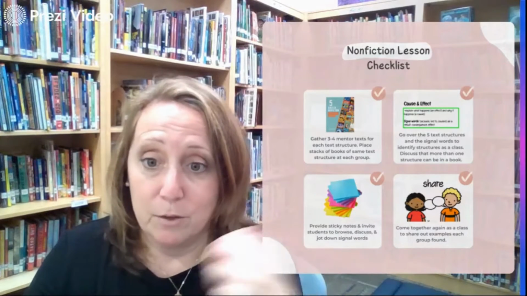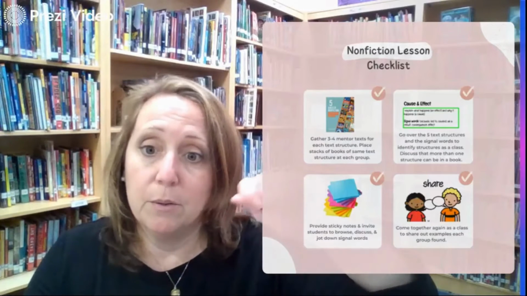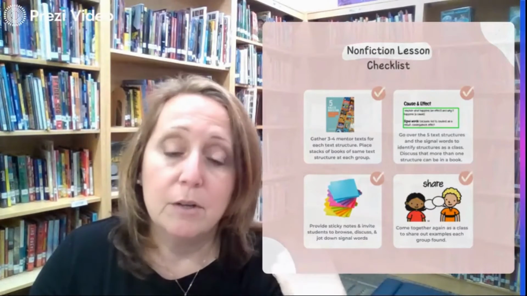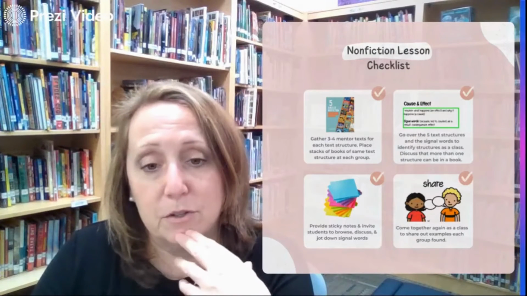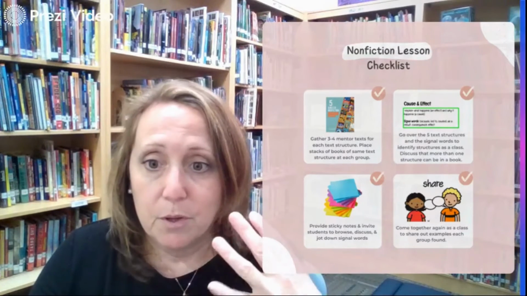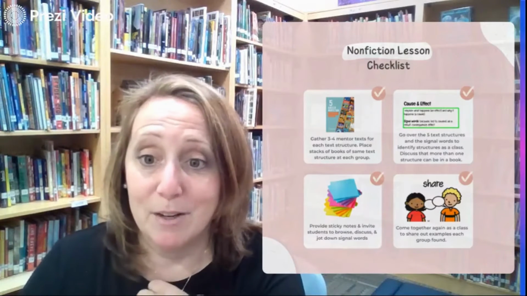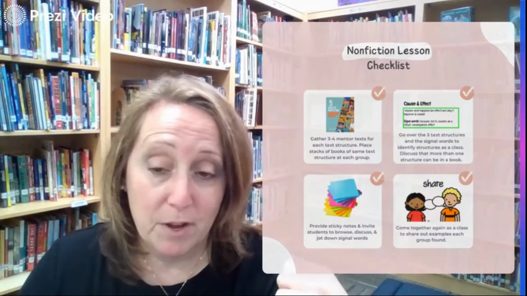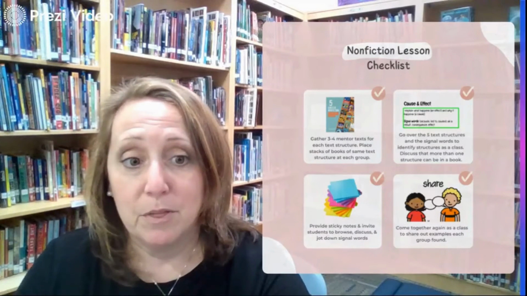Then provide sticky notes to those kids so that they can look through the books and mark off spots where they find those signal words, and then come together so you can share out together and talk about the different text structures and the different signal words that they used. Understanding these categories will help them be able to predict what type of information they're going to find in a book, and also it provides mentor text to help them with their writing.